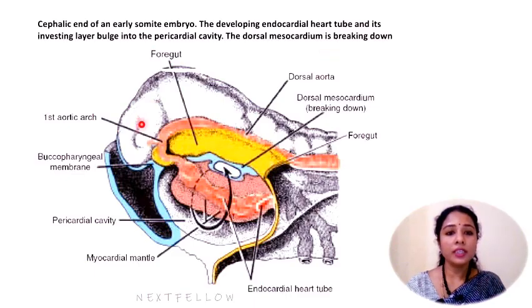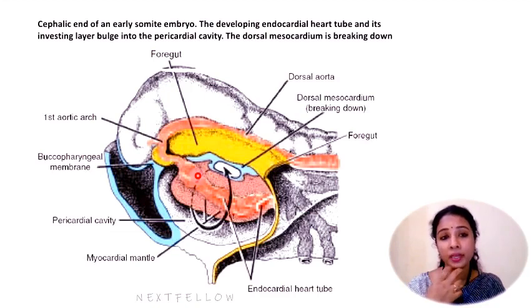So here is the head fold of the embryo. As we saw in the previous first image, the cardiogenic area was on the cranial side of the procaudal plate, that is the cranial end of the embryo, which is caudal to the septum transversum. So here we can see the head fold had formed. Because of the head fold, the cardiogenic area moves to the ventral aspect.